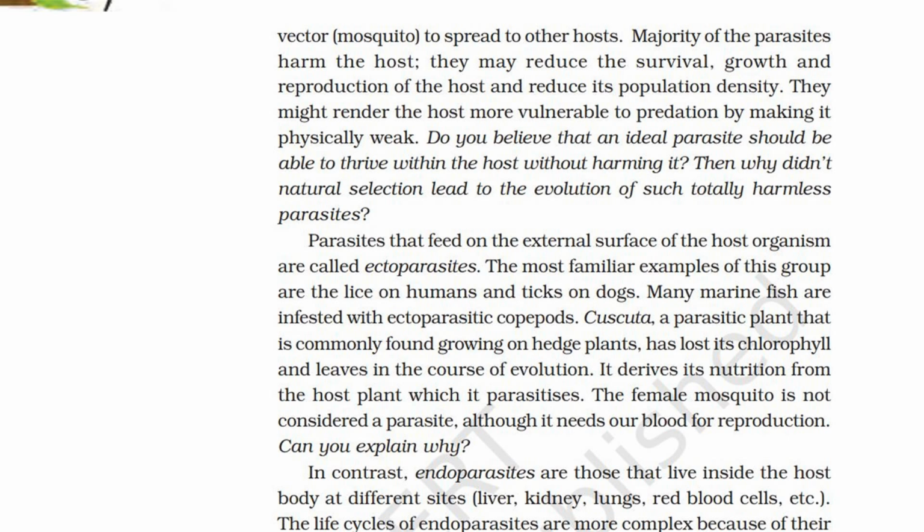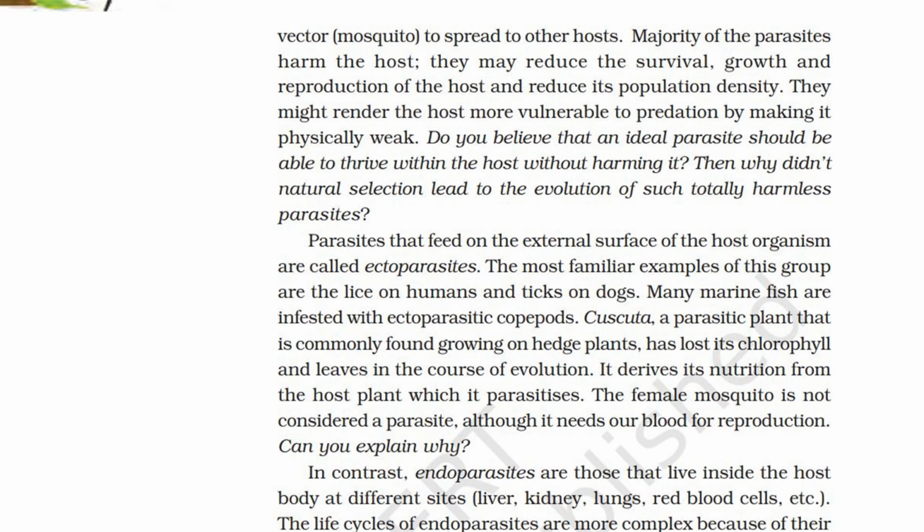Majority of the parasites harm the host. They may reduce the survival, growth and reproduction of the host and reduce its population density. They might render the host more vulnerable to predation by making it physically weak. Do you believe that an ideal parasite should be able to thrive within the host without harming it? Then why didn't natural selection lead to the evolution of such totally harmless parasites?